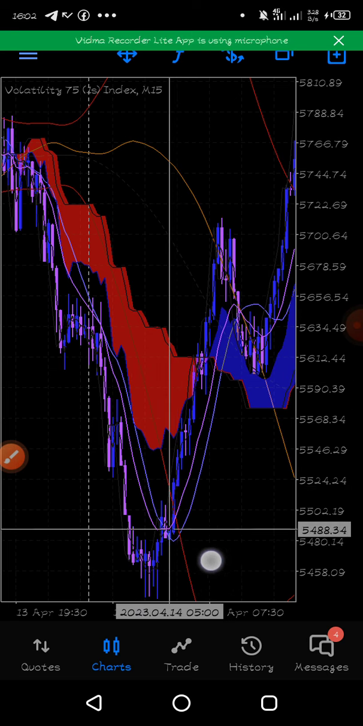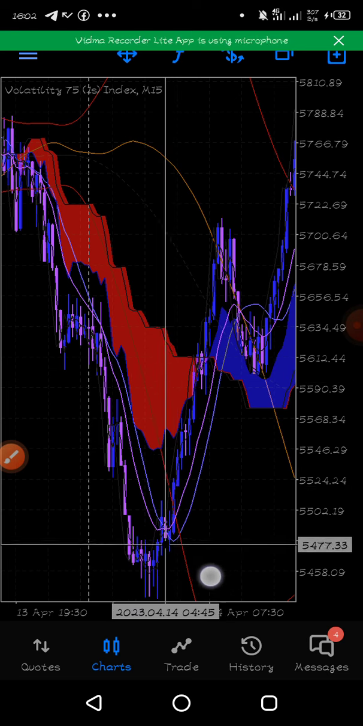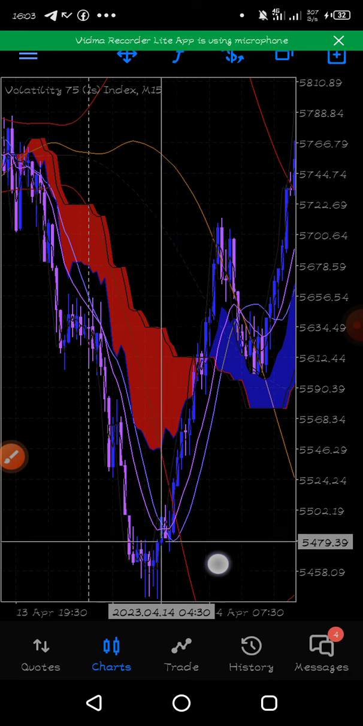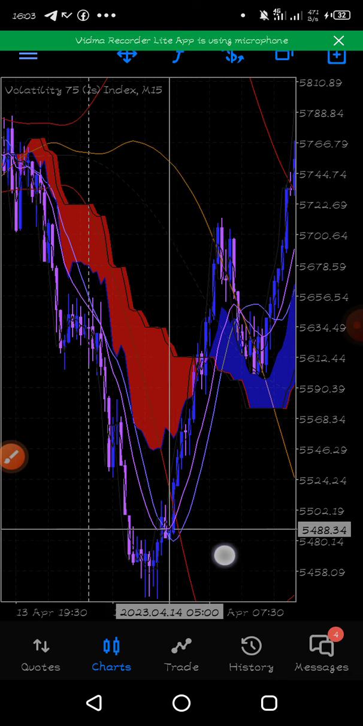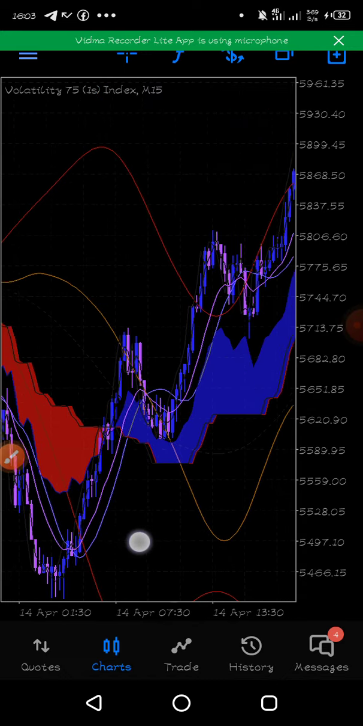But if I were you, once I see this cross, which signifies a reversal in the trend, then you close your trade. So that's that about that.